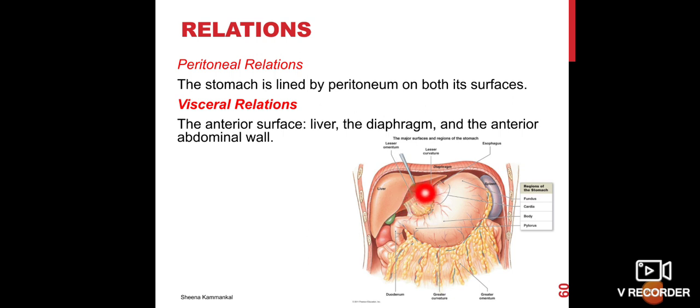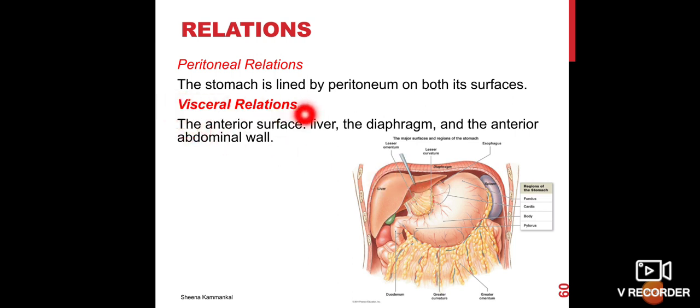These are the peritoneal folds, one present along the lesser curvature, the other along the greater curvature. This is called the greater omentum, which is present along the greater curvature. This is called the lesser omentum. So omentum is a common term which can be used for the peritoneal covering of the stomach.